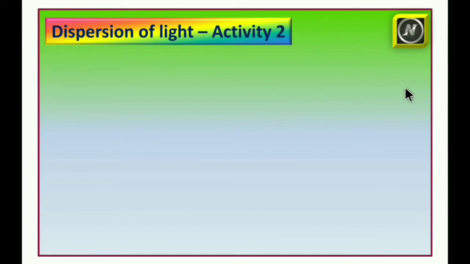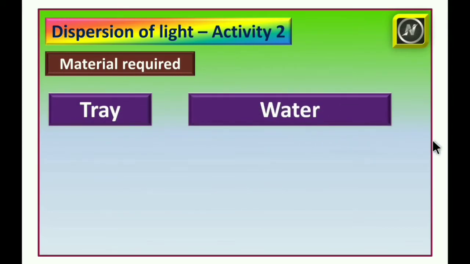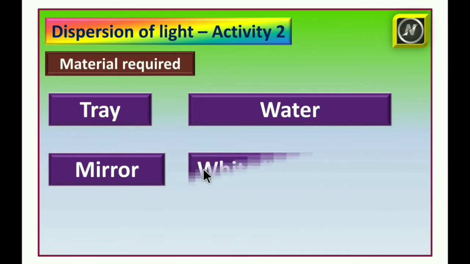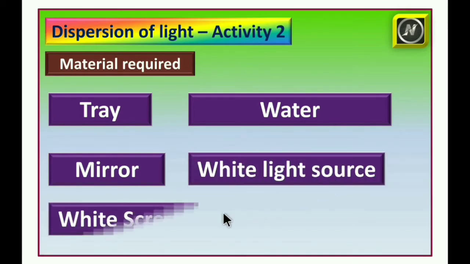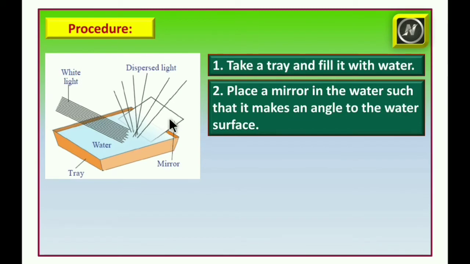Second activity, dispersion of light. Activity 2. Materials required: tray, water, mirror, white light source and white screen or wall. Coming to the procedure. Take a tray and fill it with water. Place a mirror in the water such that it makes an angle to the water surface.